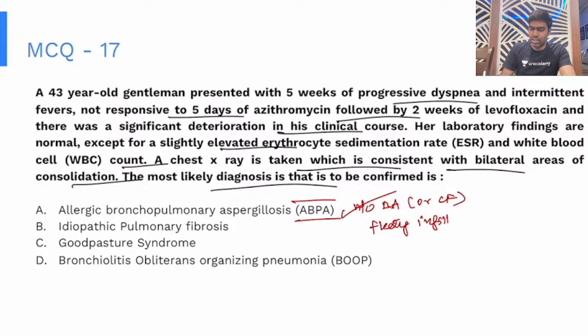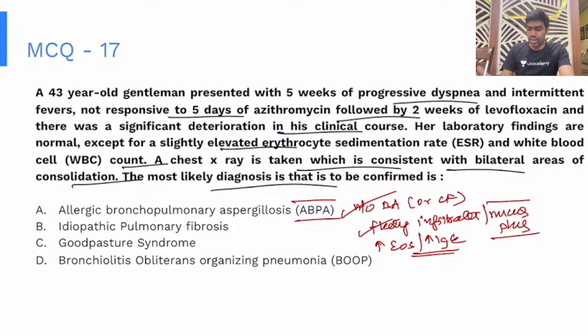The patient will have fleeting infiltrates in imaging, and you will be able to see evidence of mucus plugs in imaging as well, that can produce signs like the finger in glove sign. Apart from that, most of the patients will have eosinophilia, elevated eosinophils, and they're going to have a very high level of IgE. So it's not actually allergic bronchopulmonary aspergillosis.